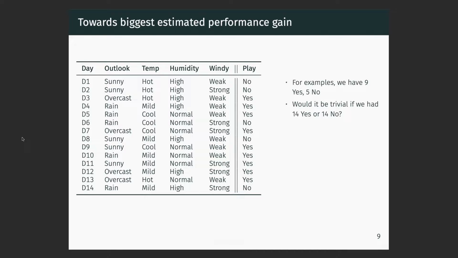We have 14 yes or 14 no. That would be trivial to solve. So the key insight is that the problem is easier when there is lesser disagreement, right? Can we now quantify the notion of disagreement?